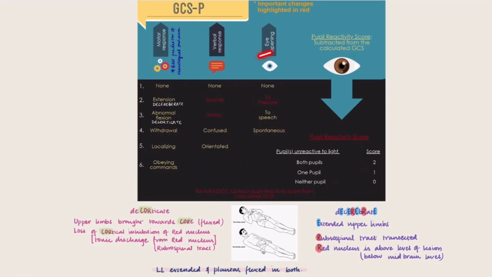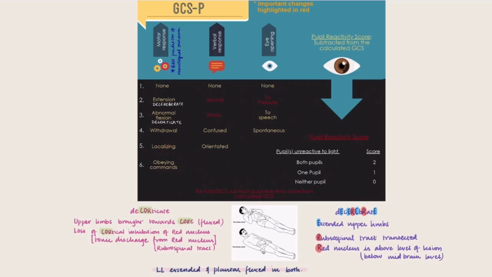Now let's again quickly check off the GCS-P score. This was EVM 4, 5, 6. So the eye opening response was spontaneous, speech, pain pressure, and no response. Verbal response was oriented, confused, words or moans, sounds or groans, and no verbal response, and another one which was non-testable in an intubated patient. The motor response 6 was the best one, which is obeying commands. Localizing pain was 5.